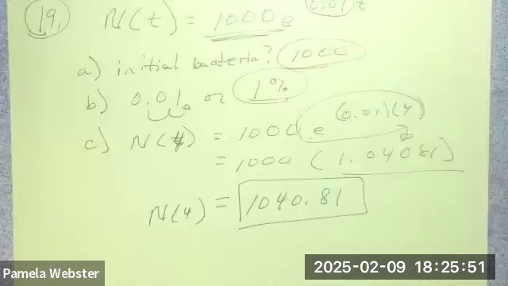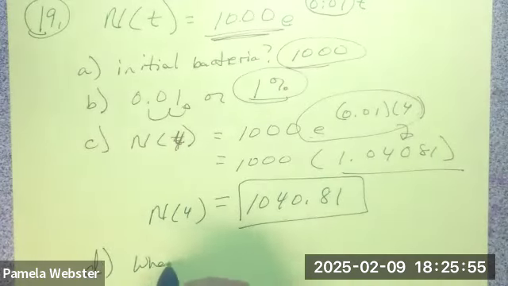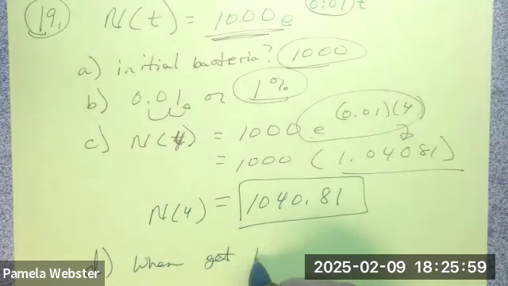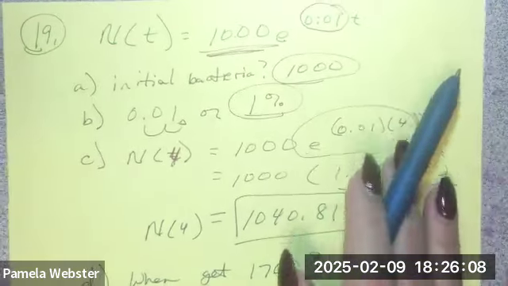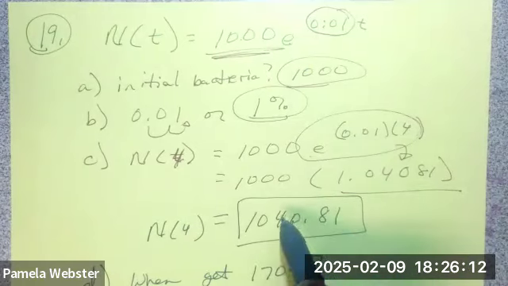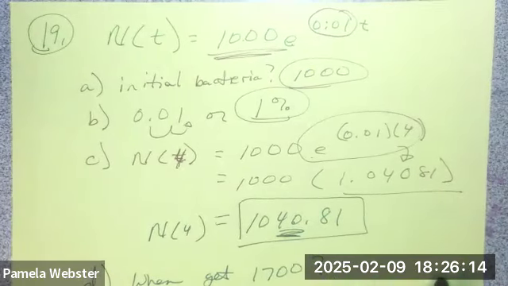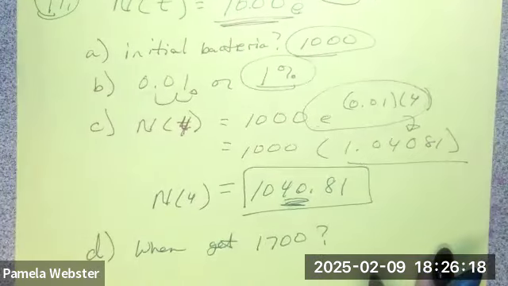Okay, and part D says, when will the bacteria reach 1700? Okay, and you're going to find it's actually going to be pretty quickly because this is that compounding continuous formula, right? So at 4 hours we've only added basically 40 bacteria, but now that compounding thing's going to come in, right? So it's going to go fast.